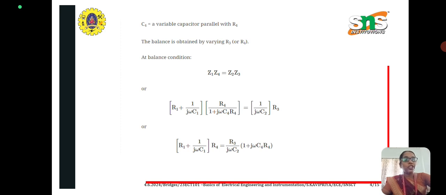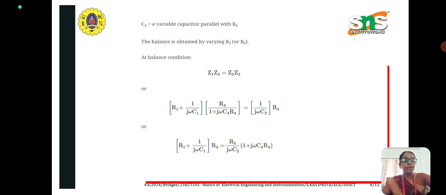We all know the bridge condition is that the impedances of the opposite arms should be equal. So Z1 Z4 is equal to Z2 Z3. For Z1, the resistance R1 and capacitance C1 are connected in series, so we have to write the impedance form for R1 and C1. And Z4, R4 and C4 are connected in parallel, so we have to write the impedance form for the components connected in parallel. In case of Z2 we have a capacitor C2, and we write the impedance form for the capacitance. For Z3, the resistance R3 is connected, so the impedance of R3 is R3.